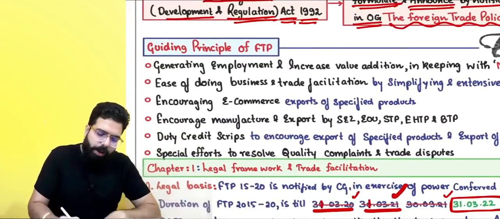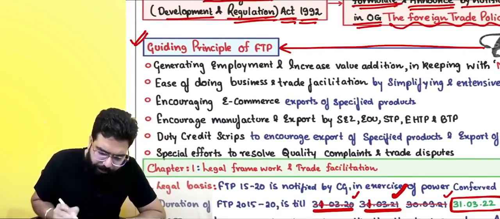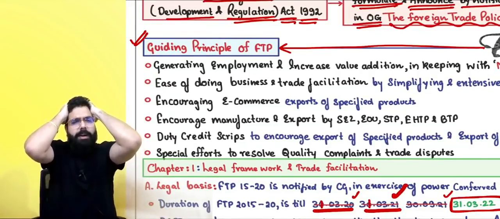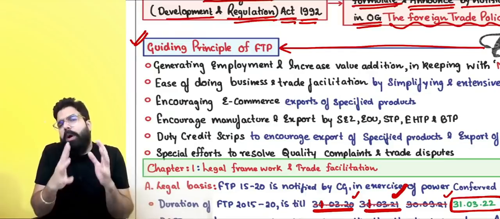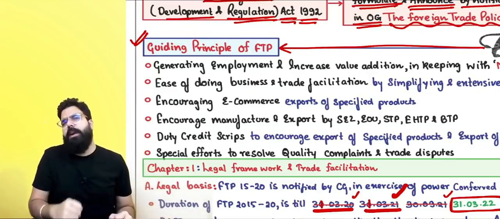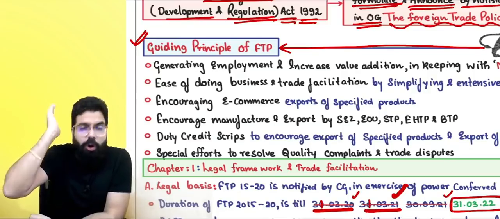Now, everyone, what are the general principles of foreign trade policy? Always remember the government's objective. What are the principles on the basis of which the foreign trade policy is drafted? When the foreign trade policy is drafted, what are the thoughts in their mind?